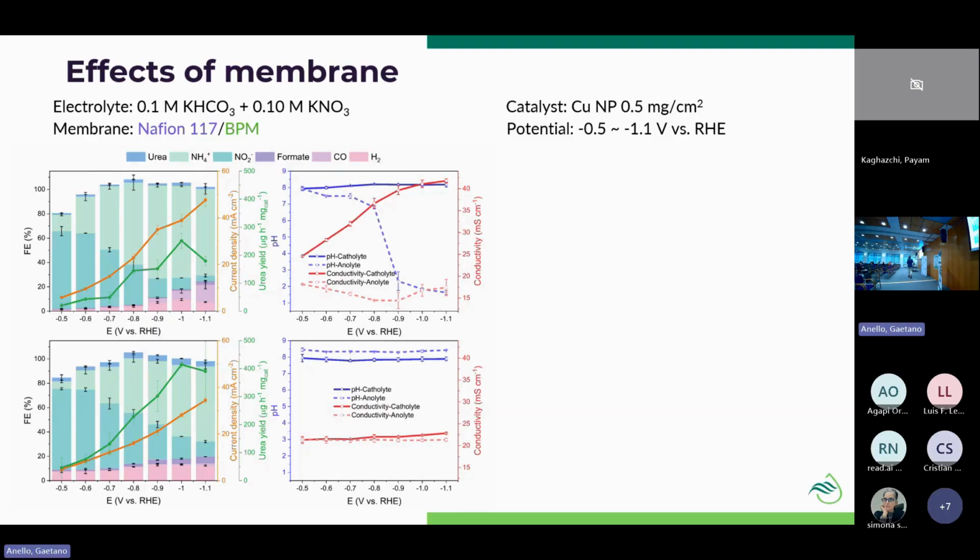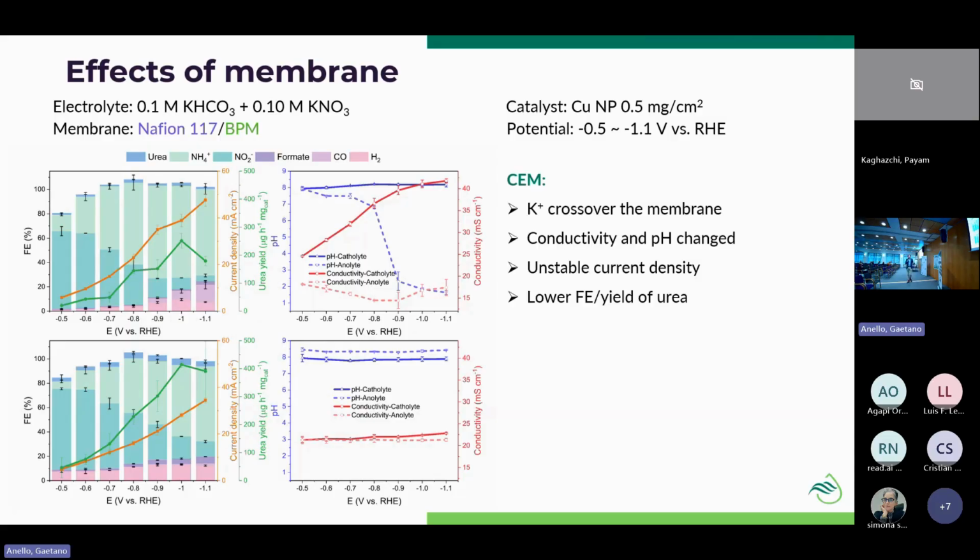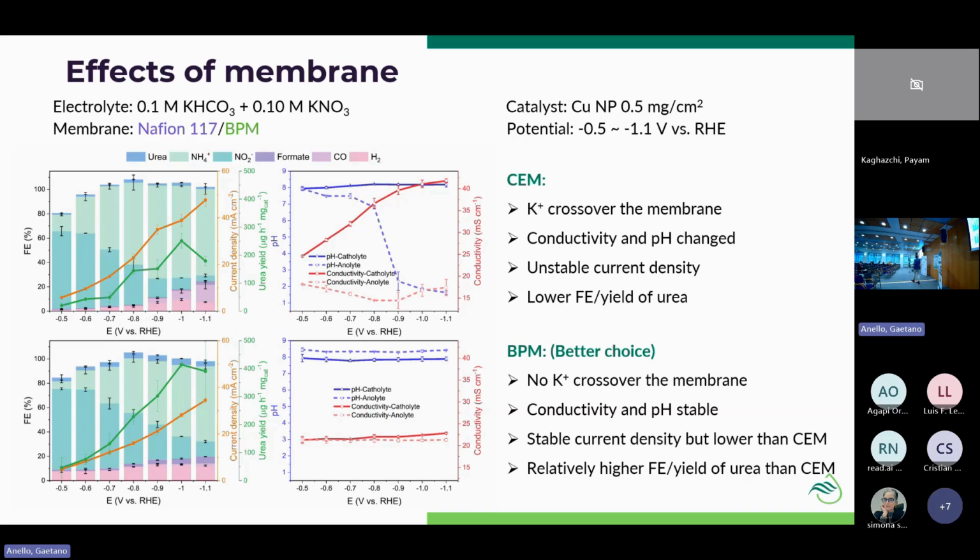And here you can also clearly see why the bipolar membrane is more stable than the cation exchange membrane, because you can see that the pH and the conductivity in the case of the cation exchange membrane are not stable, while in the case of the bipolar membrane, they are stable. And that is basically due to potassium crossover from our electrolyte with the cation exchange membrane. And of course, this bipolar membrane blocks potassium crossover, so we are able to keep a stable pH and stable conductivity, and also, as an effect, a stable current over our measurement.